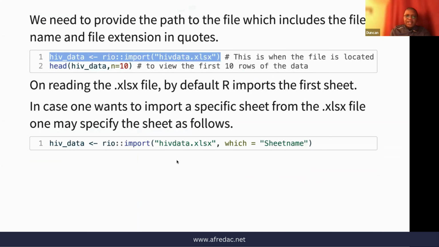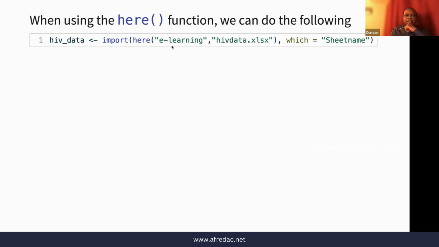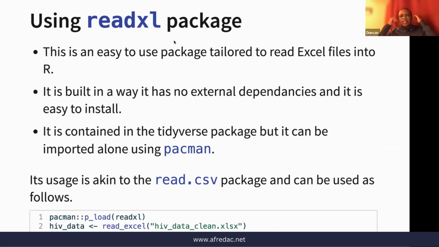Now the other package that we can use is what is called readxl, but I normally don't see the need to use readxl and read.csv if we have already done the Rio package, because I consider Rio to be more superior than readxl. The readxl package is just tailored to read Excel files into R, and it is built in a way that you don't need any other dependencies, and it is easy to install. You can install it the same way.